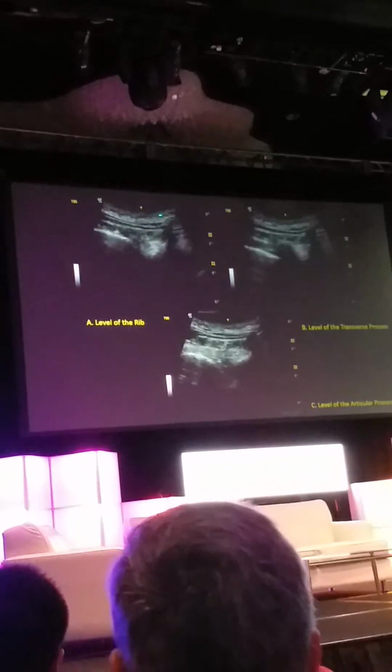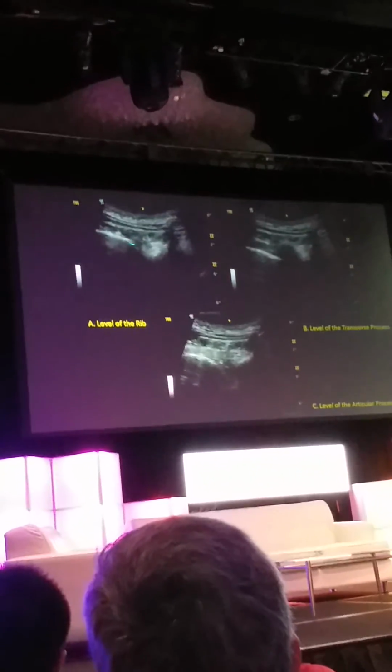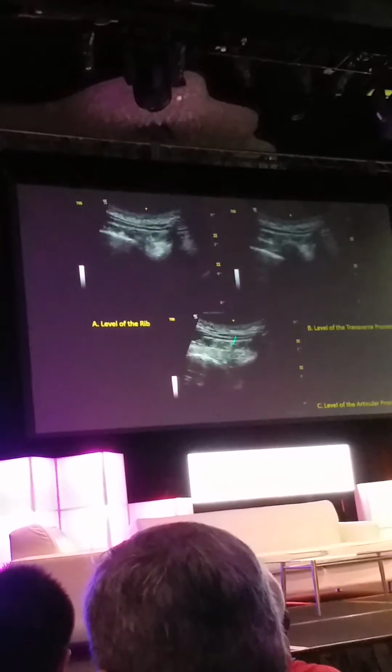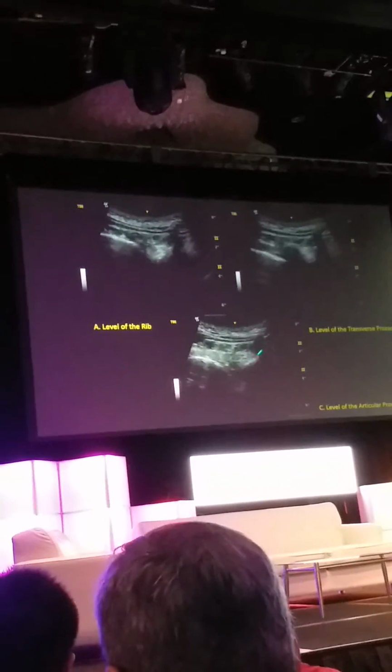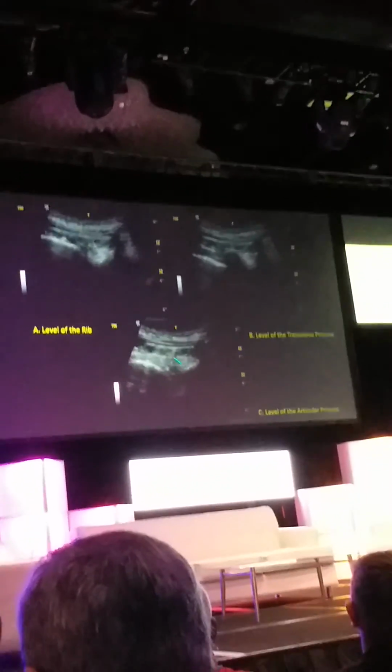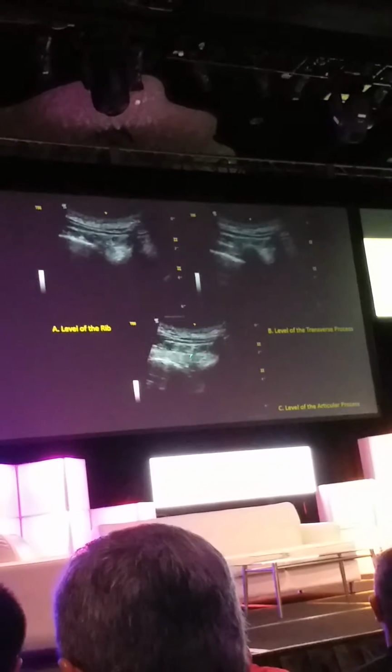On this one, you see the spinous process, transverse process, the rib. When you go below the rib, you see only the tip of the transverse process with the pleura. And if you just go below the transverse process, you see this hyperechogenic structure, which is the inferior articular process with the pleura and the ligament complex posteriorly.